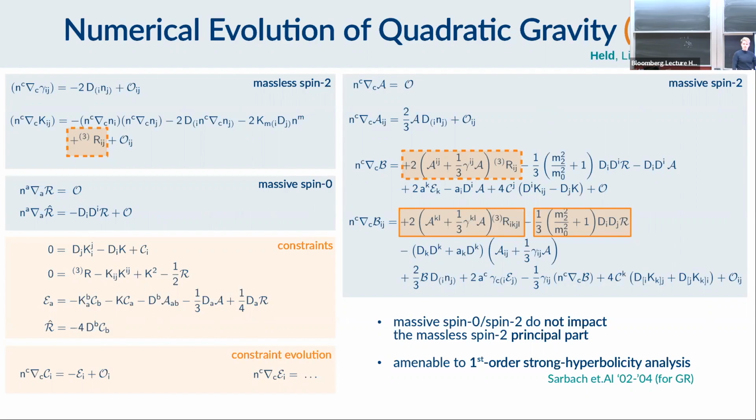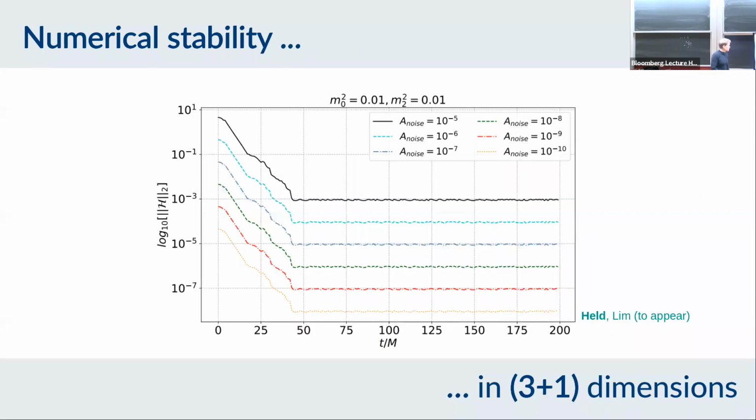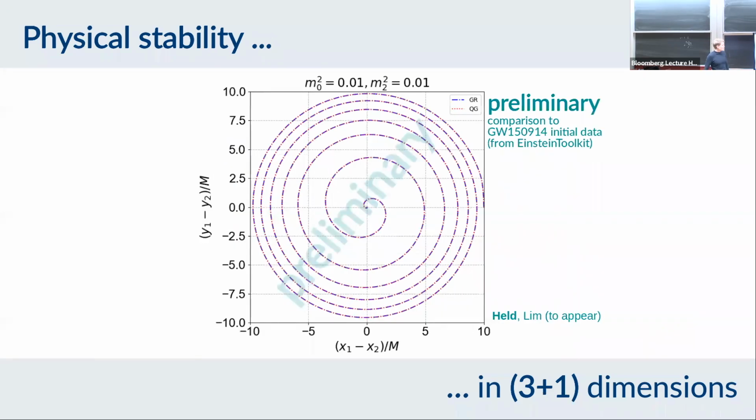You perform, for instance, BSSN splits, and then you perform the same simulations as in GR. And again, we can now do convergence tests. It all looks fine. And this is very preliminary, the next slide, so please don't be angry if it changes in the final paper.